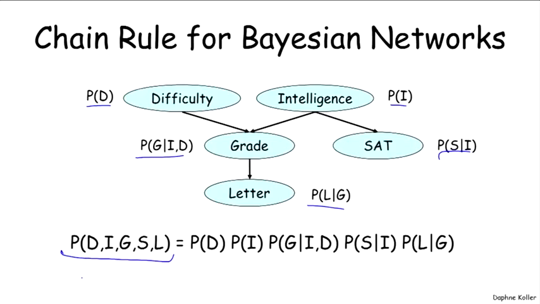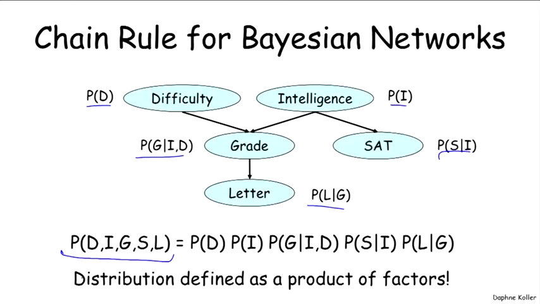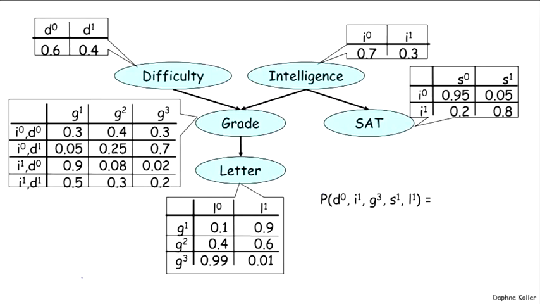So what does that translate into when we apply the chain rule for Bayesian networks in the context of a particular example? So let's look at this particular assignment. And remember, there's going to be a bunch of these different assignments. I'm just going to compute the probability of this one: the probability of D0, I1, G3, S1, and L1. Well, the first thing we need is the probability of D0, which is 0.6. The next thing from the next factor is the probability of I1, which is 0.3.